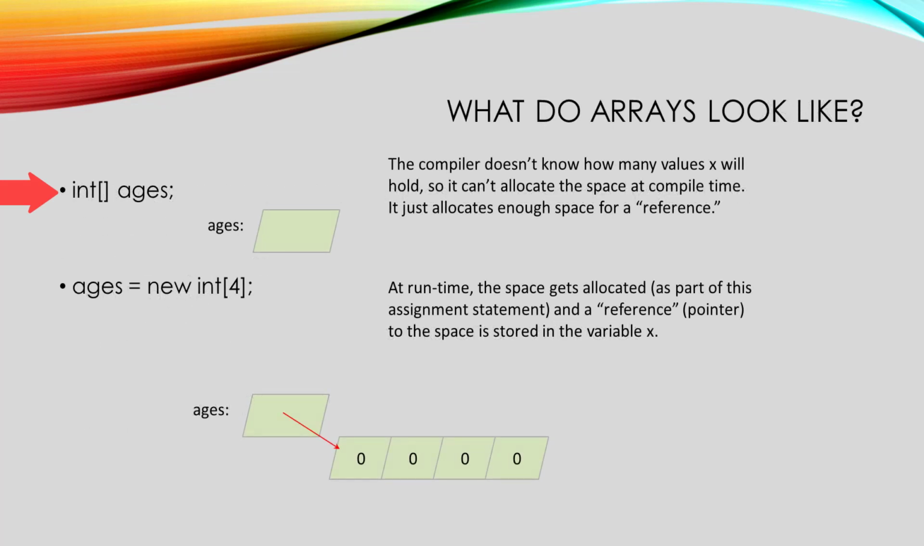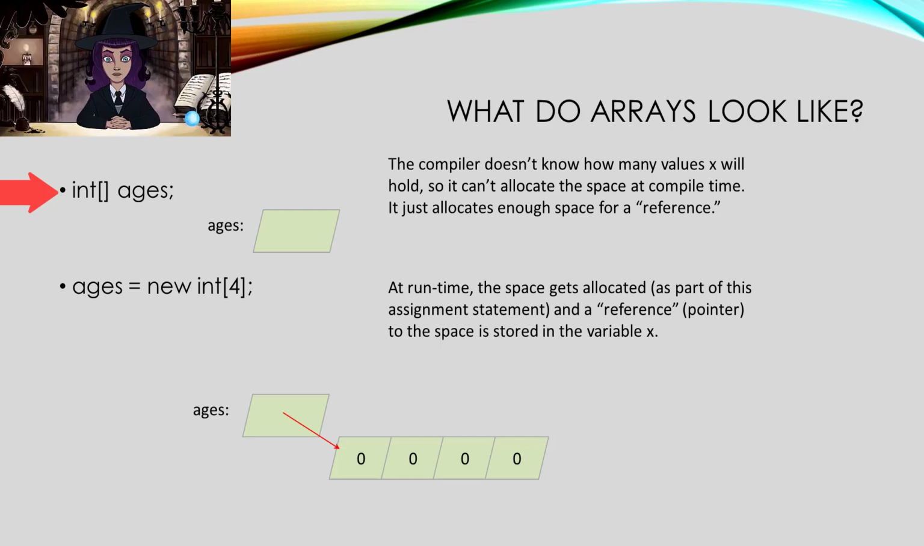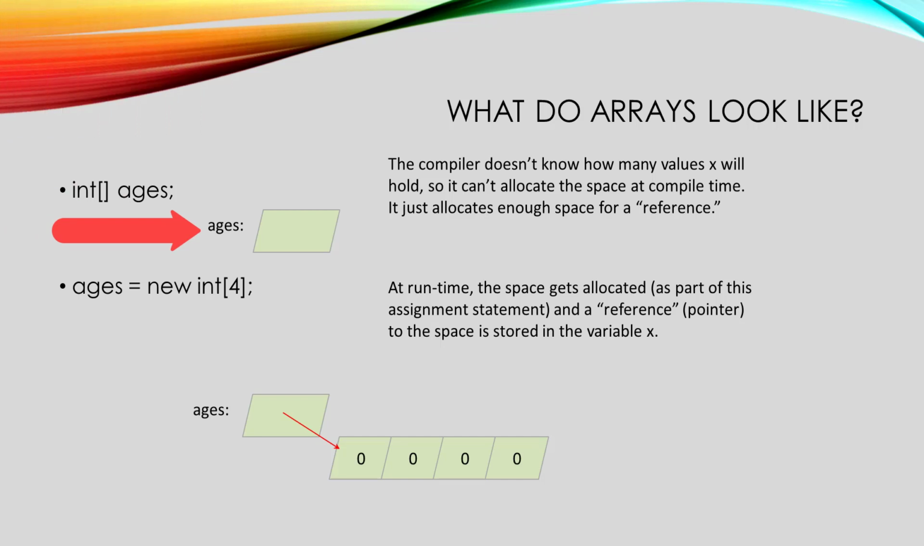When we declare an array, the compiler doesn't know how much memory it needs because we haven't told it how many values we want it to hold. Anytime the compiler doesn't know how much space it needs, it just creates enough space to hold a reference. A reference is just a memory address. It tells us where something is located in memory. So the memory diagram just gets a box that will hold that reference.